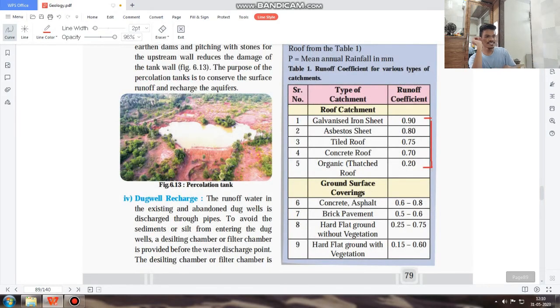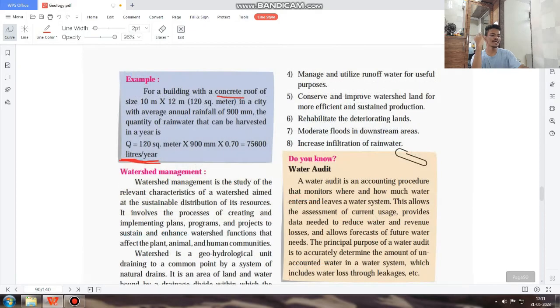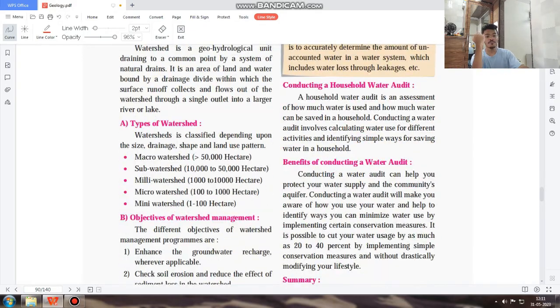Okay, any runoff coefficient they can ask you, so just remember. Okay, mostly they ask tiled roof and concrete roof only, because for my exam they had asked concrete roof only. Okay, for my college at least.